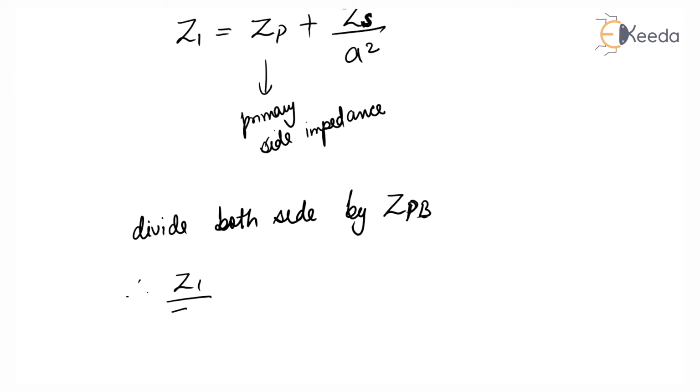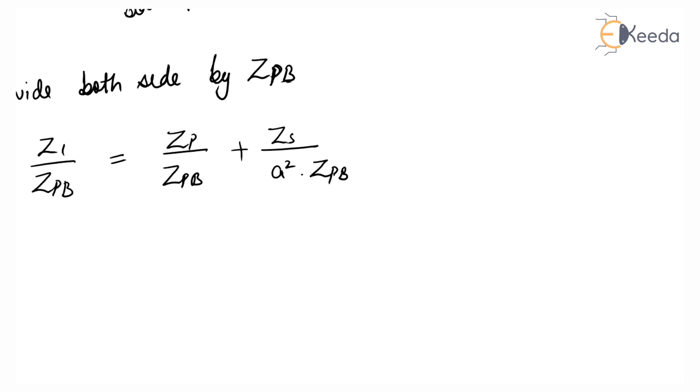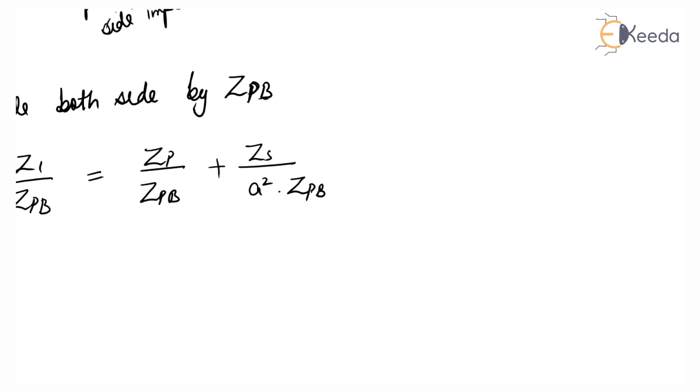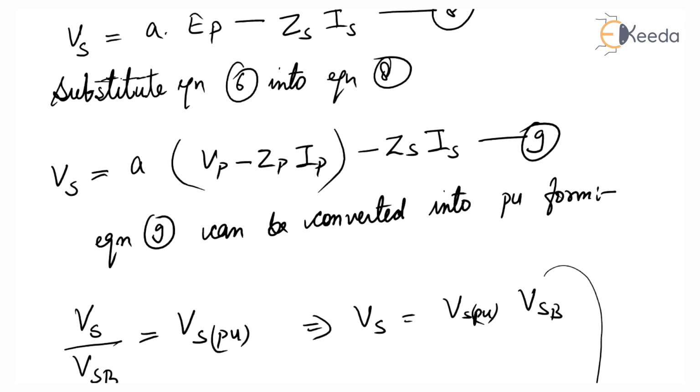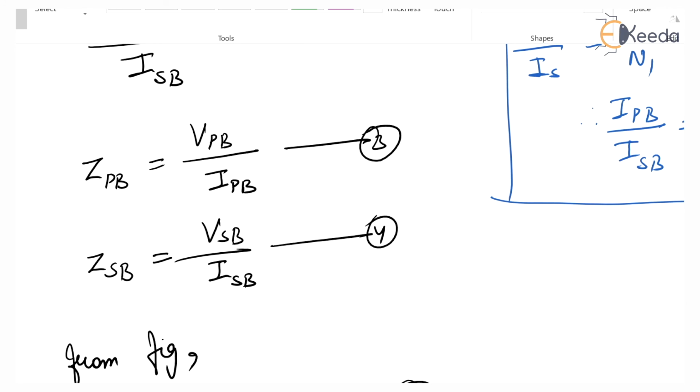Therefore, Z1 upon ZP base is equal to ZP upon ZP base plus Zs upon A square into ZPB. Now, this Z1 upon ZPB is equal to Z1 per unit. Then ZP upon ZPB is equal to ZP per unit. But this Zs upon A square into ZPB, see, you know this, see equation number 3 and 4 first.